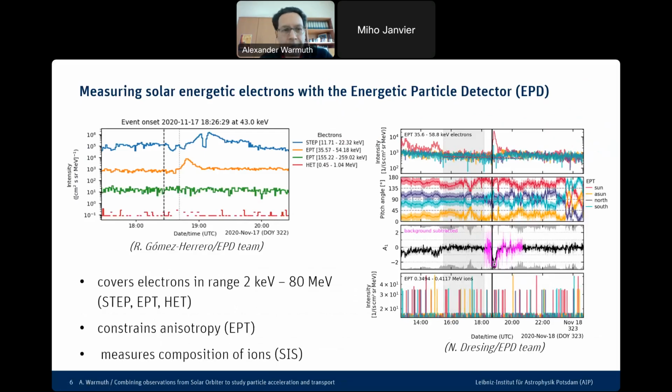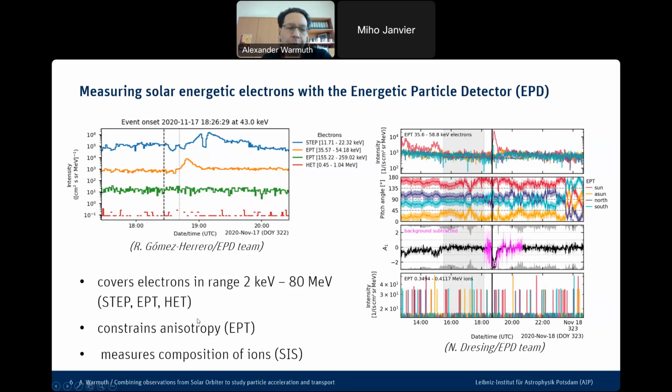Let us start with the detection of the solar energetic electrons. This is, of course, done with the energetic particle detector, EPD. So here you see count rates at different energies. EPD covers the range from 2 keV to 80 MeV with different sub-instruments. Here we see that electrons are arriving. We see peaks in the count rates.